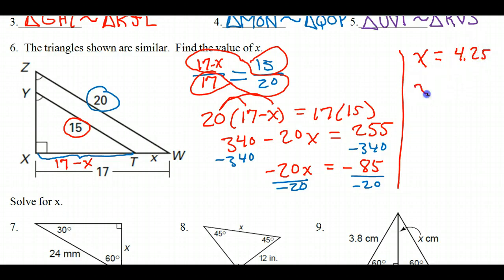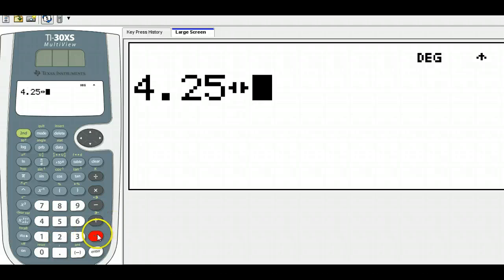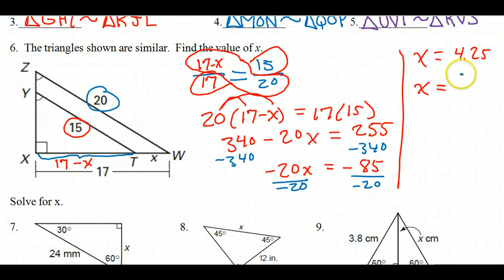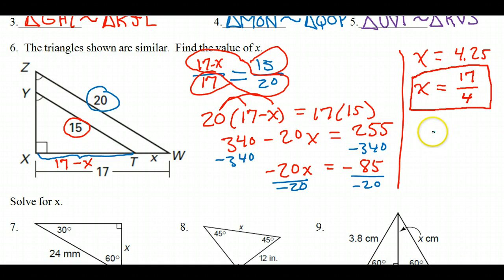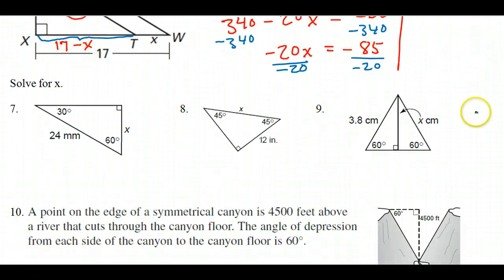4.25. Okay, but this is not a real world problem, so let's not leave this as a decimal. So I hit my toggle button, so you know I got 4.25, but if I hit my toggle button, I'm going to get 17 over 4, so let's use that. Okay, so x is 17 over 4. All right, that one was a little bit tricky, especially that 17 minus x part. We'll review that little concept one more time at the end.